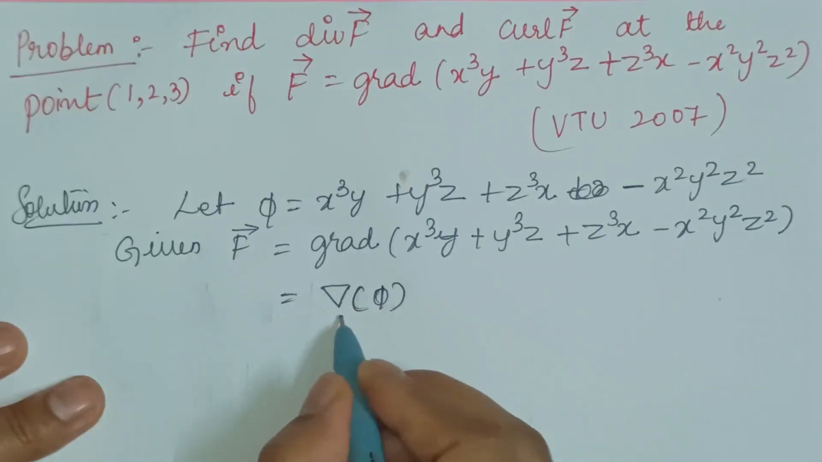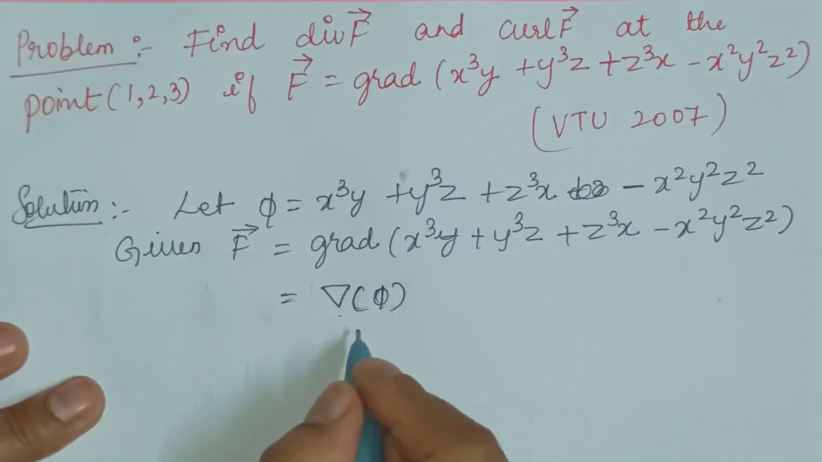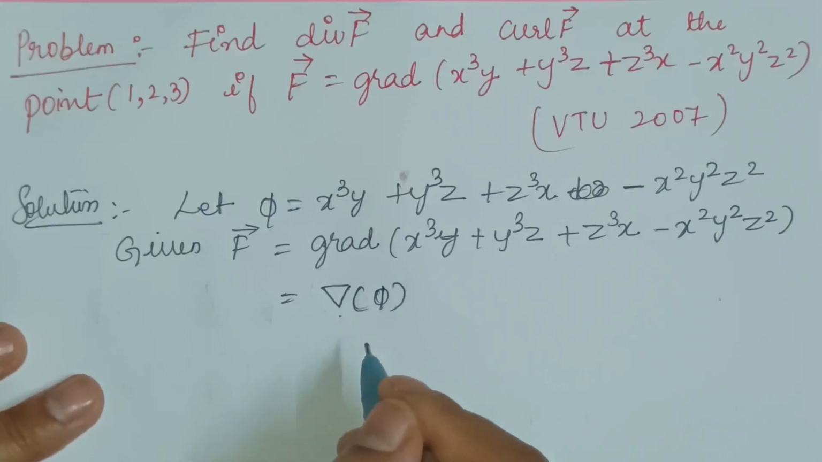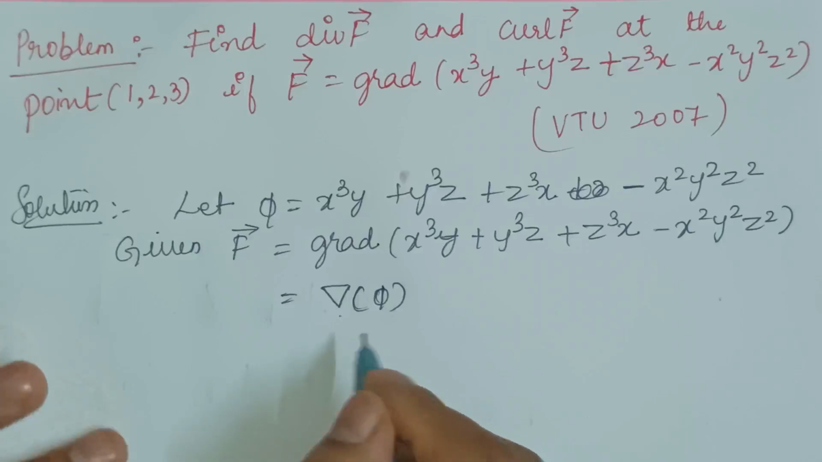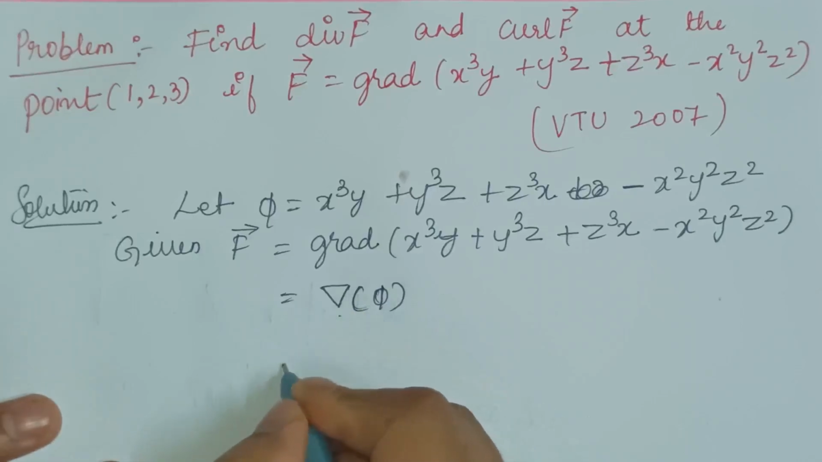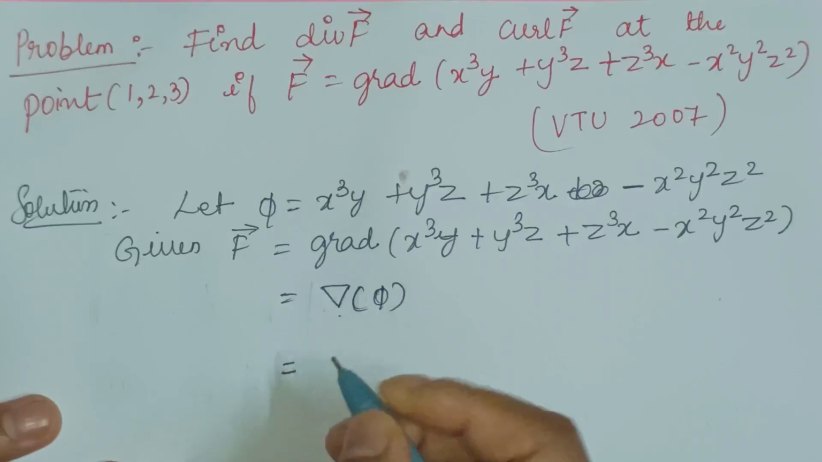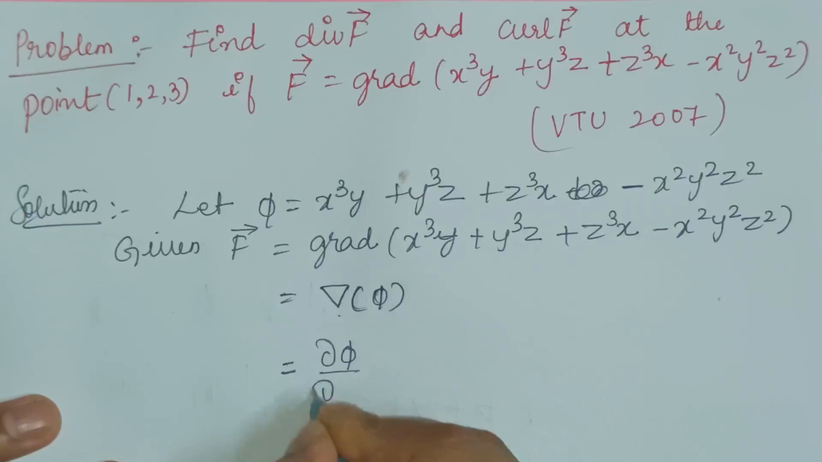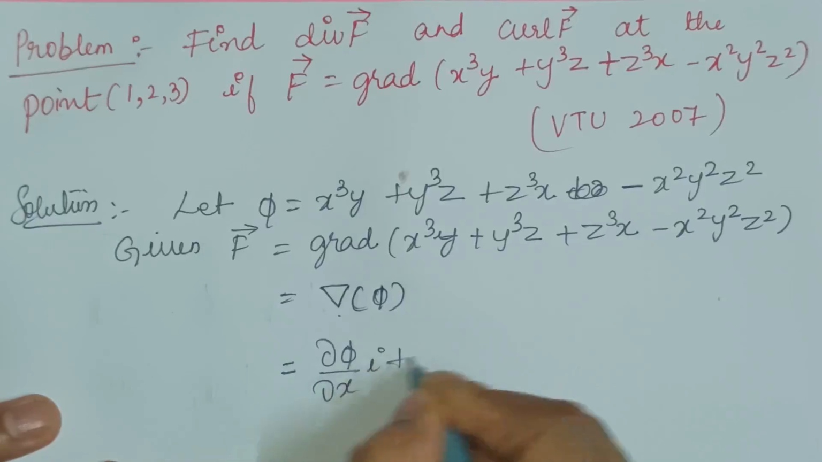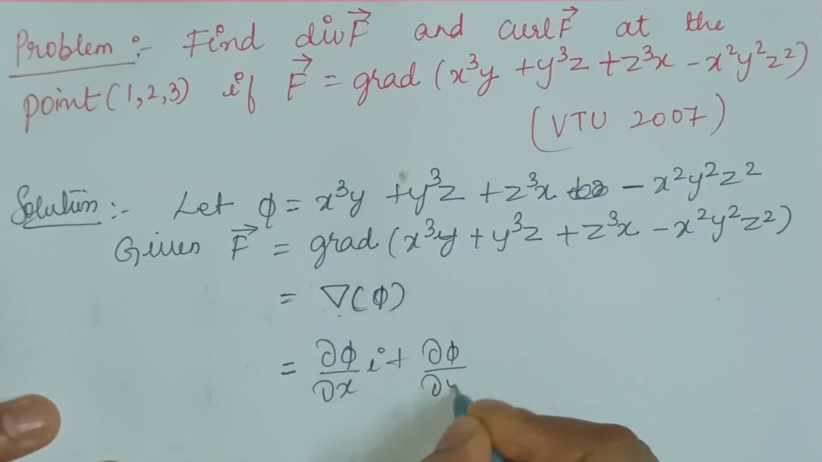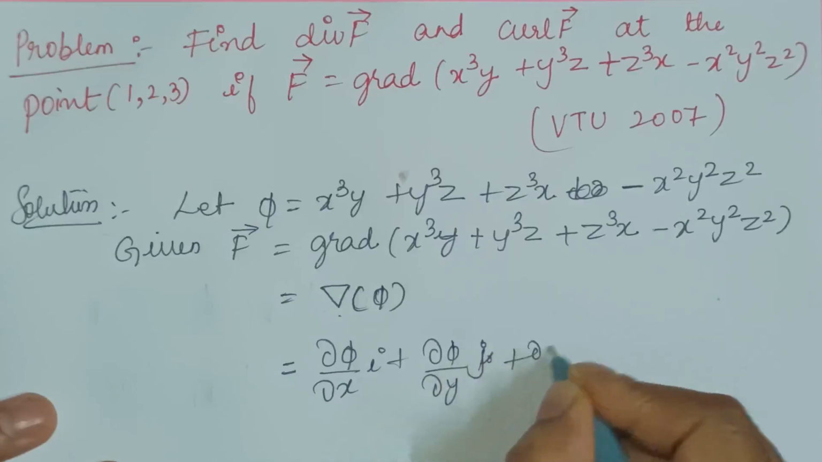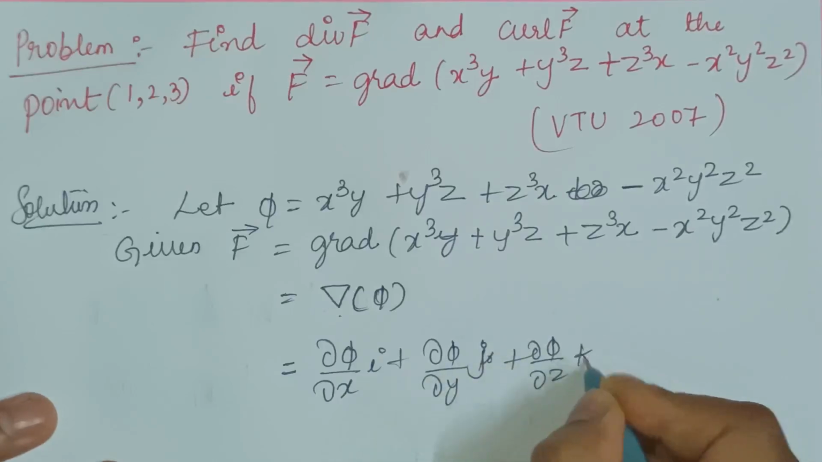Now we know del is what? Partial differentiation with respect to x, y, z multiplied with the i, j, k unit vectors respectively, right? So let me write it for your understanding: dou phi by dou x into i plus dou phi by dou y into j plus dou phi by dou z into k.